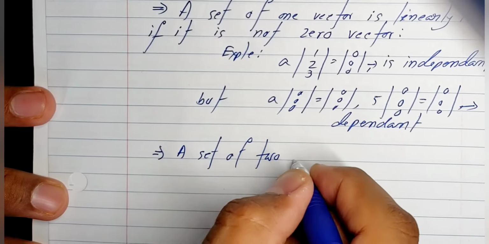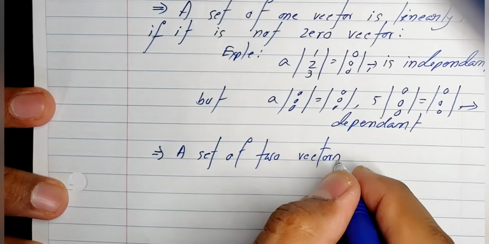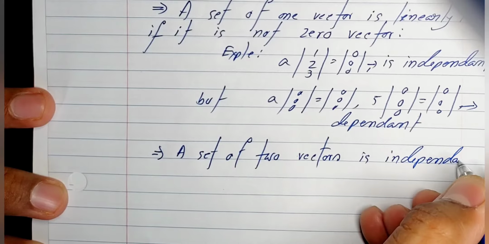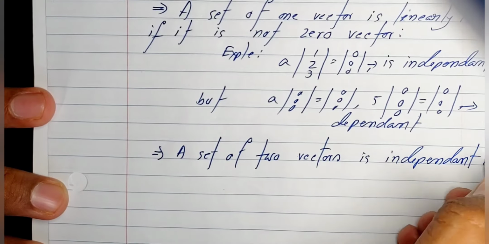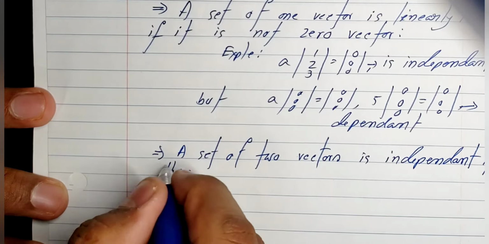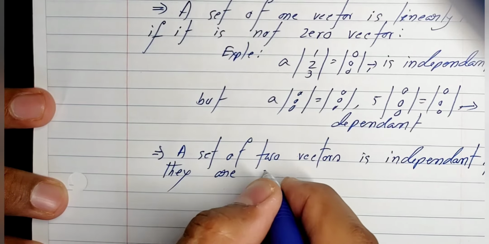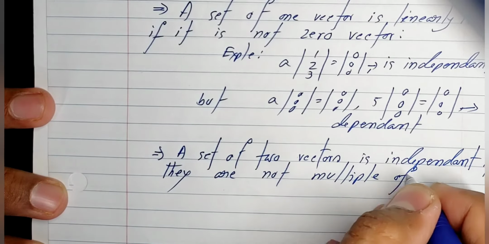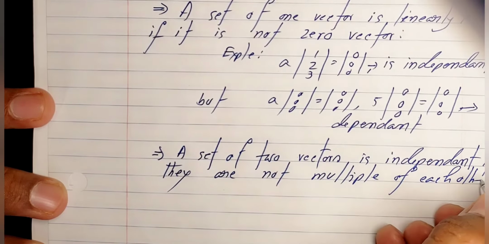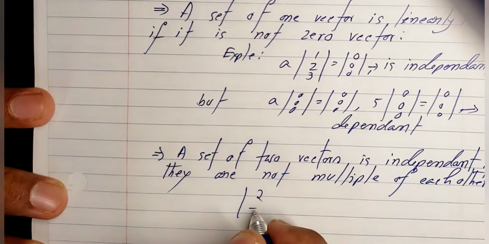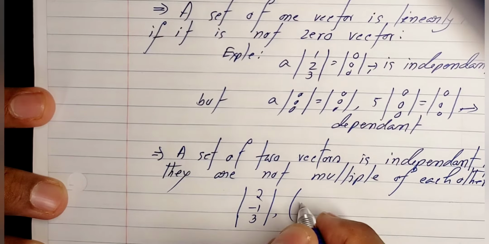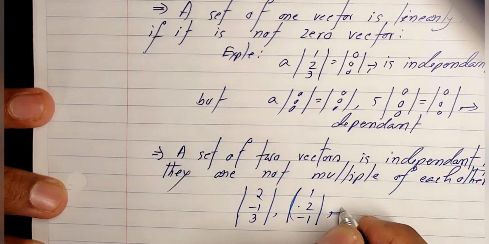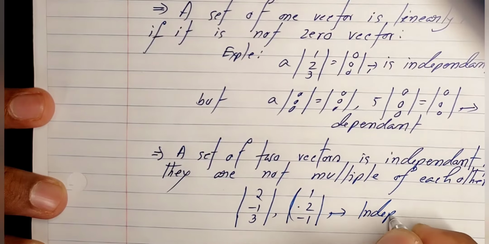Now, second condition, you can test a set of two vectors. It is independent if they're not multiples of each other. What does it mean? If you have a vector 2, minus 1, and 3, and you have another vector 1, 2, and minus 1, they are independent because they are not multiples of each other.